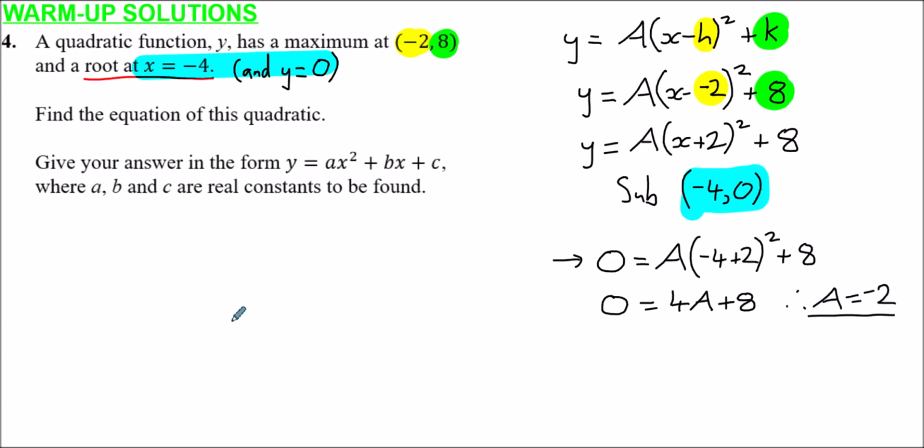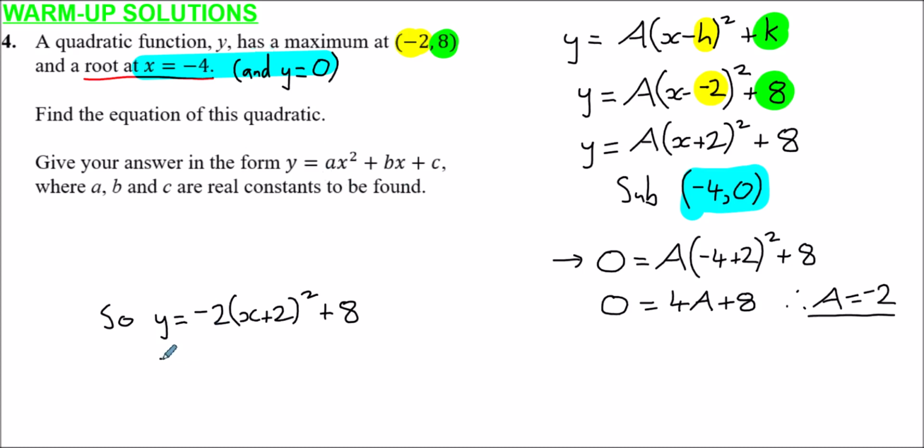So then we have that y must equal minus 2 lots of x plus 2 squared plus 8. But this question is asking for our answer in this form here, y equals ax squared plus bx plus c. This is in completed square form, we need the answer in expanded form. So let's expand this out now.